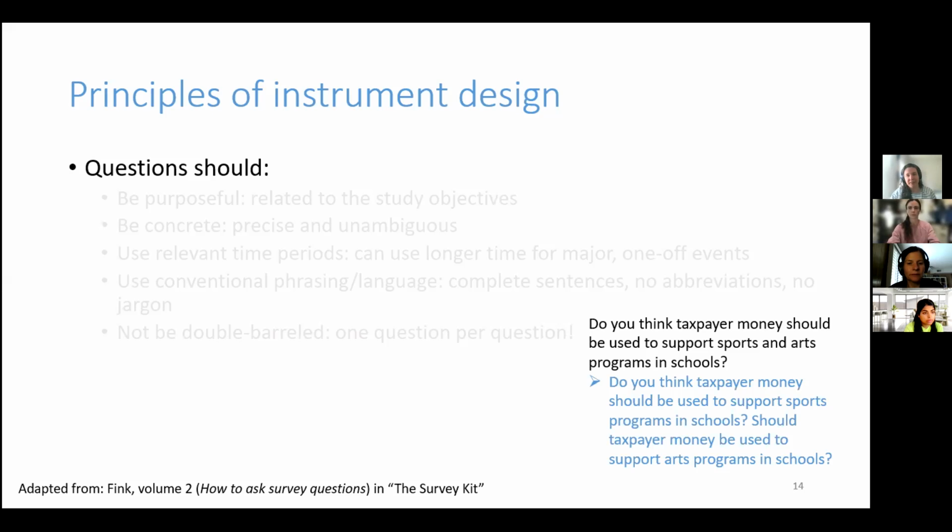Here's a good example of a really bad double-barreled question. Do you think taxpayer money should be used to support sports and arts programs in schools? Those are two different questions. Do you think taxpayer money should be used to support sports programs in schools? Should taxpayer money be used to support arts programs in schools? People could have different feelings on those two things. You need to separate them out into two separate questions. So, avoid double-barreled questions.